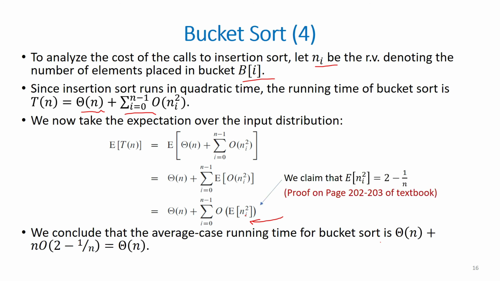So this proof is actually given on pages 202 to 203 of your textbook, where we see that E[n_i squared] basically is equal to 2 minus 1/n, which is linear. And therefore, we can conclude that theta(n) plus n times O(2 minus 1/n) would basically be theta of n as n grows asymptotically large.